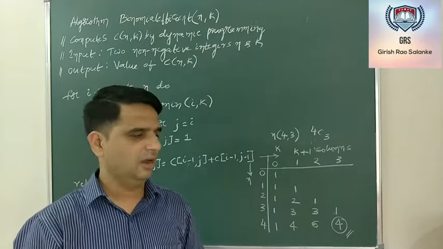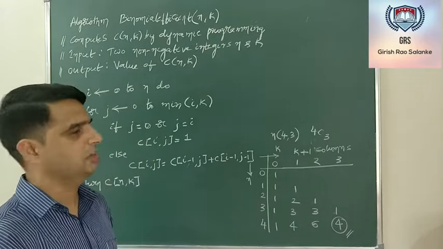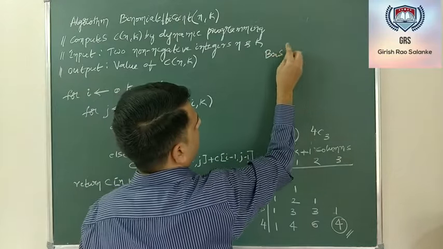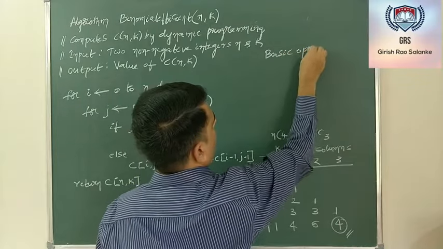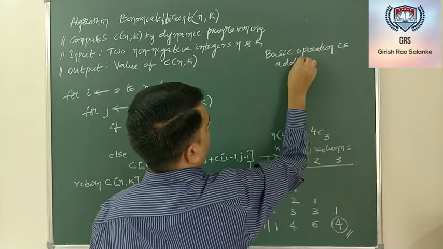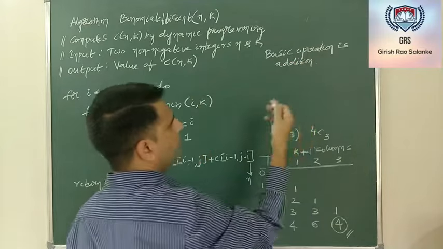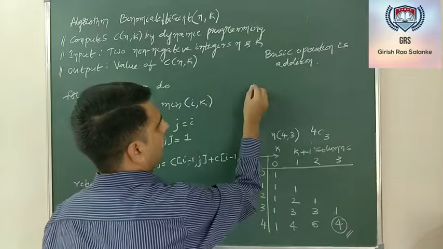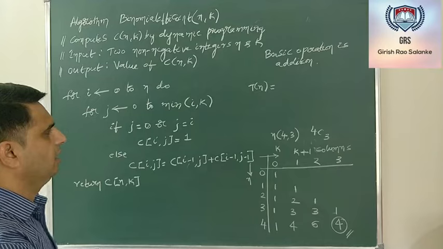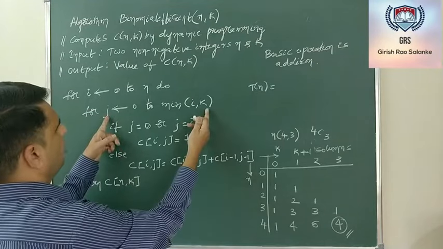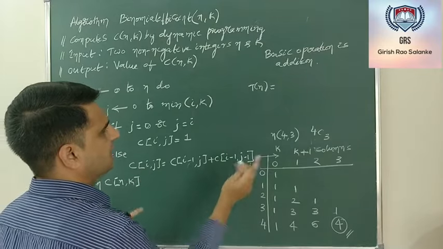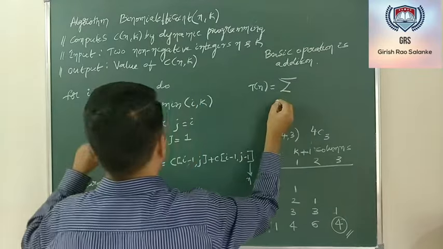Now, coming to the time complexity of this, what is the basic operation here? Basic operation is addition. Now, how many additions are done? Let me write it as T of n. T of n denotes the total number of additions done. Now, this depends upon how many times this for loop executes. Let me assume that a single addition takes unit of time. So, it is the outer for loop.